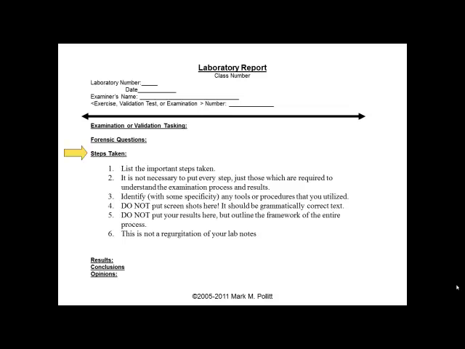The second thing is that you do not want to put screenshots in here, and there's a good reason for that, but I'll just leave it at that. Do not ever put screenshots in the steps taken. That's not what we do in reports. That's not why you're doing the steps taken.